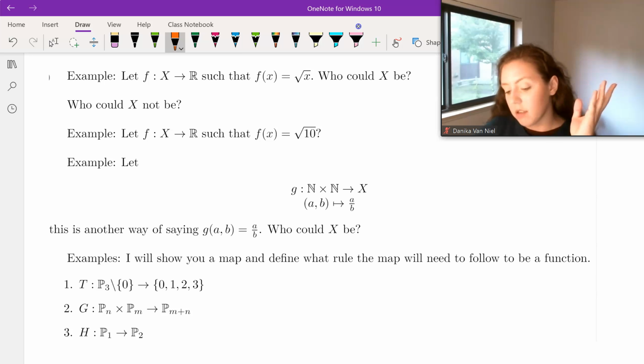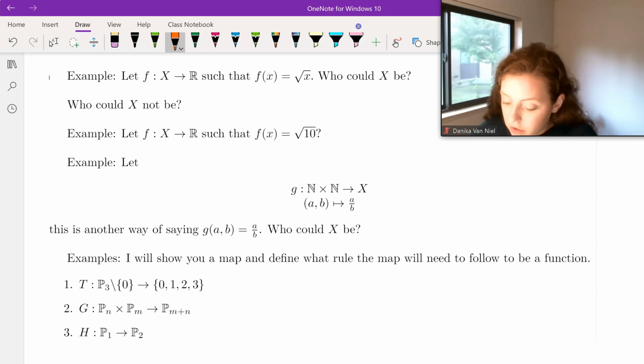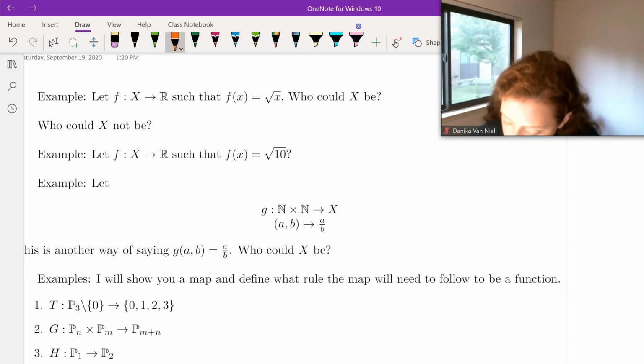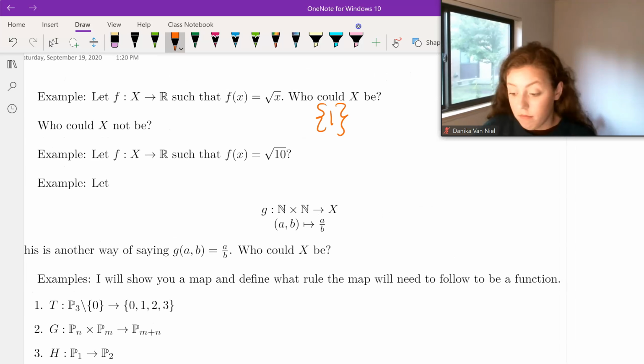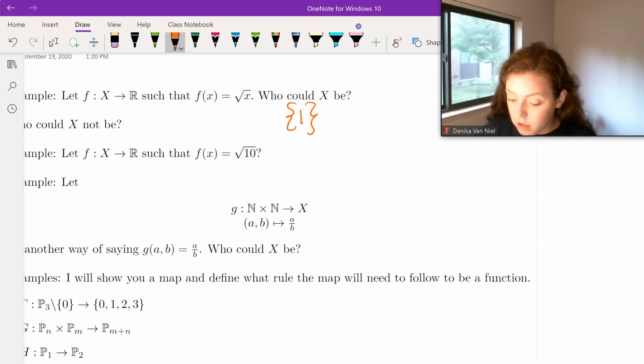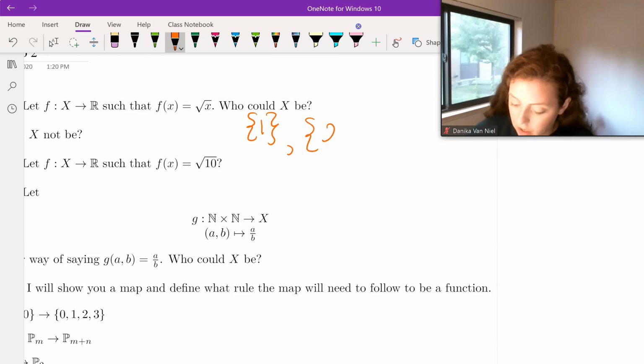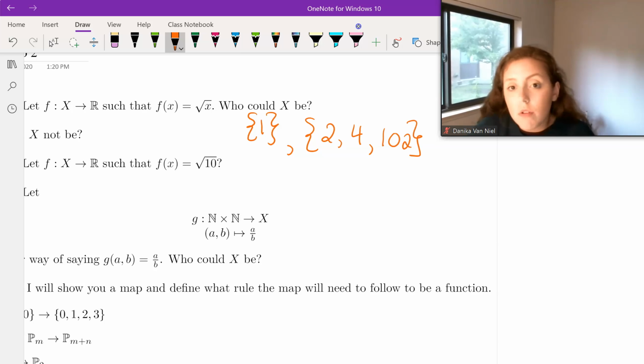Who could x be? Well, we could do something crazy like just the set containing 1. Nothing can stop us from that, right? Because the square root of 1 is 1, it's going to be in R. You could just pick a couple of numbers like 2, 4, 102. Or maybe it's 0.102.